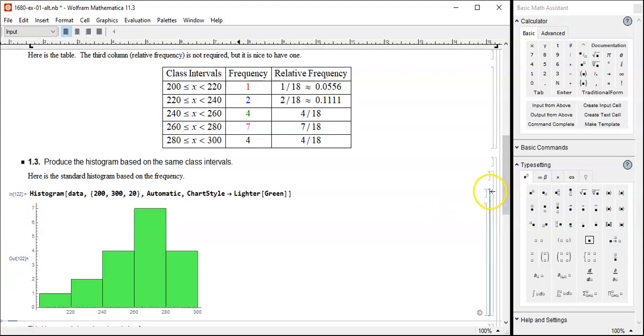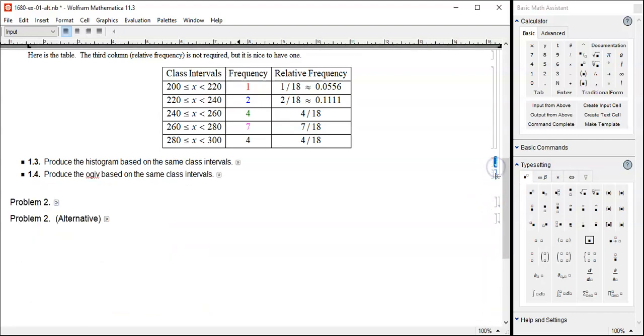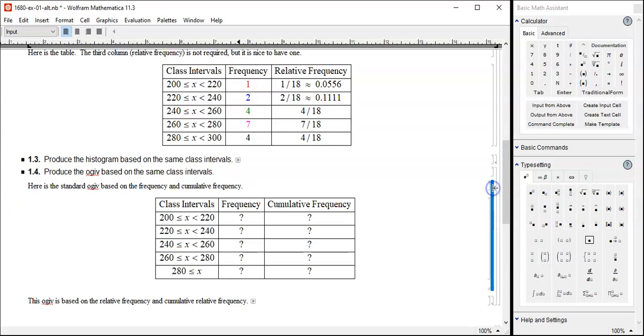Now let's talk about ogives. Ogives are relatively less important, but here we go anyway. We have frequencies and we count cumulative frequencies. Well, we already counted frequencies, so let's just copy and paste those. And for cumulative frequencies, this is for 200 to 220, so there's one. And this one is cumulative, so not starting from 220, but 200 to 240.